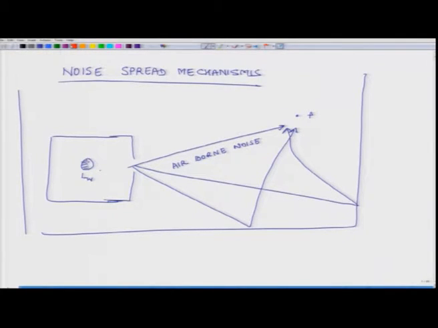The other mechanism through which noise can reach this person is, let us say noise reaches this enclosure, and let us say the enclosure is made up of some sheet metal. Because of that, this sheet metal object starts vibrating, and because of these vibrations, noise gets generated outside the enclosure. So, this is not direct transmission, but it is because of vibrations. So, we can call it vibroacoustic noise.